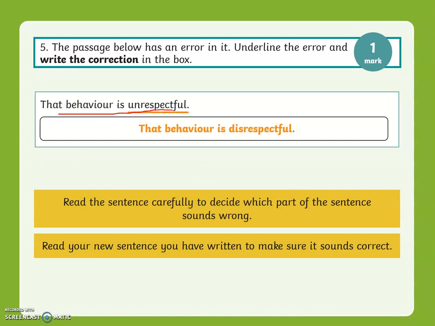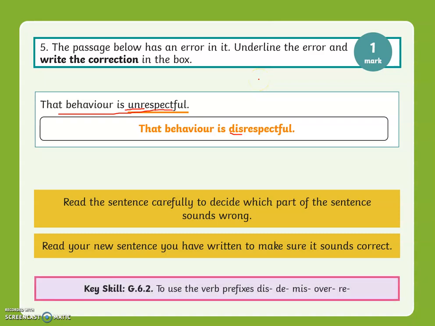So, it should be that behaviour is disrespectful. It's the wrong prefix, isn't it? So, it's used the prefix un rather than dis, and dis is the correct one. So again, that's another year 5 skill, recognising which is the correct prefix, the few letters that come at the start of the word.